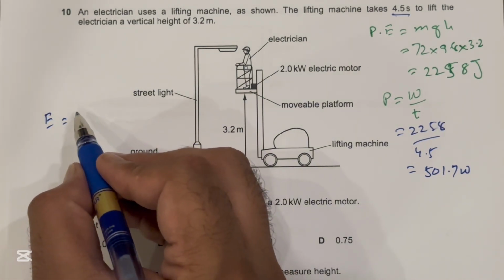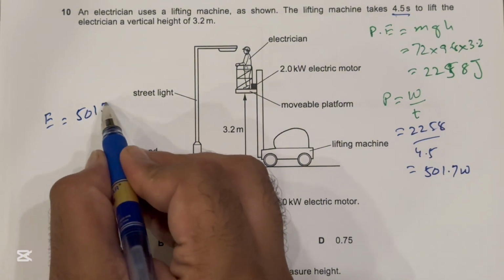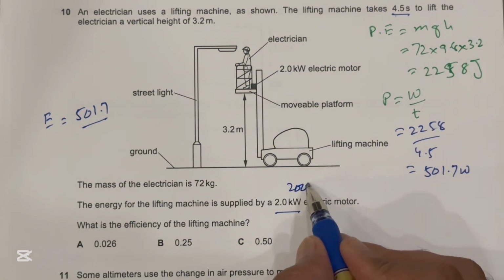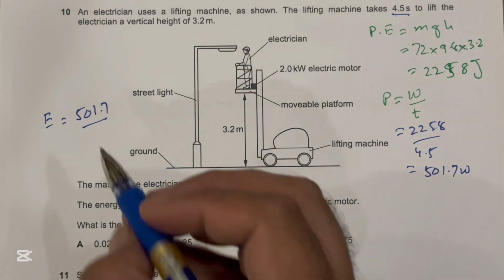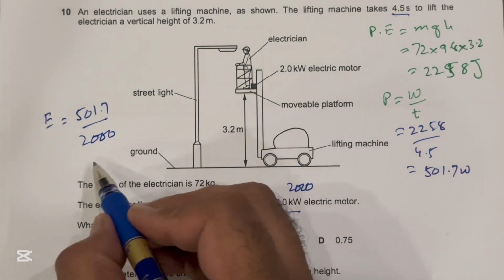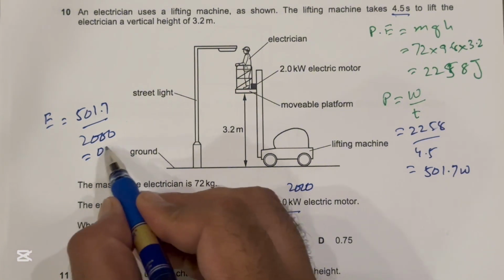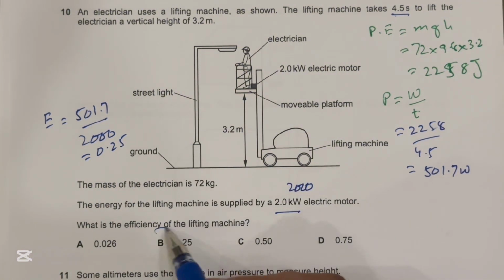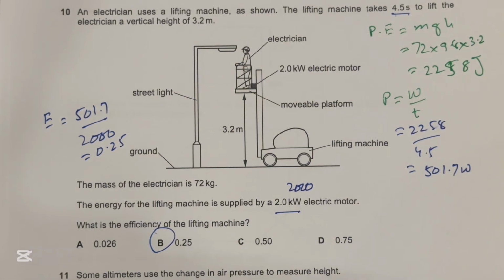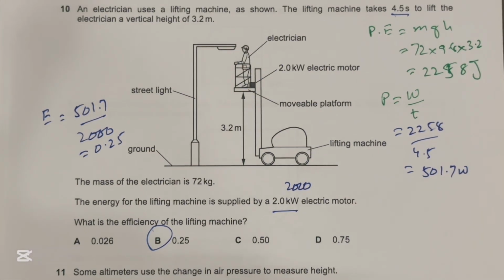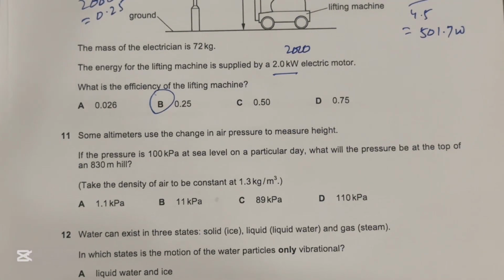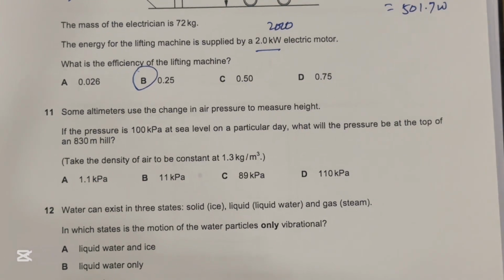Now we need to calculate the efficiency. We know the efficiency has a formula, useful power output divided by input power. So 501.7, and this is divided by 2000, because it is given as 2 kilowatts. After dividing we get the answer that is equal to 0.25. So option number B is the right choice. So this was a very good question to practice efficiency, the formula of power and potential energy, so you can solve it or watch the video again for that part of the question.